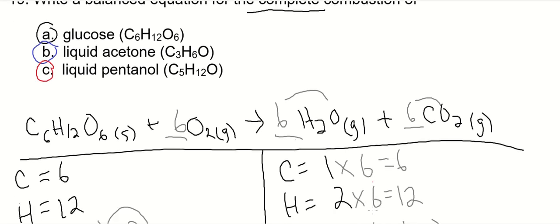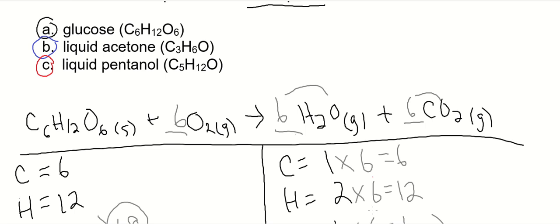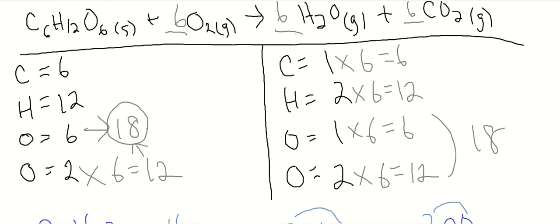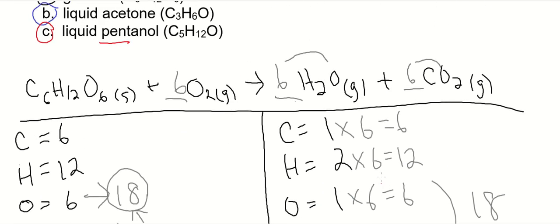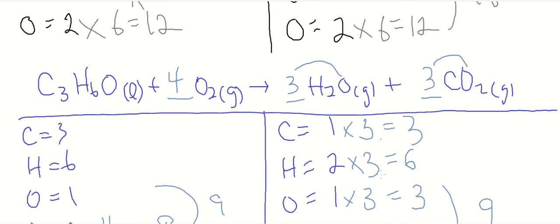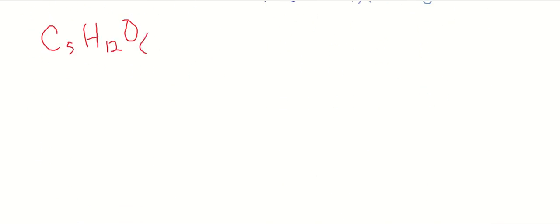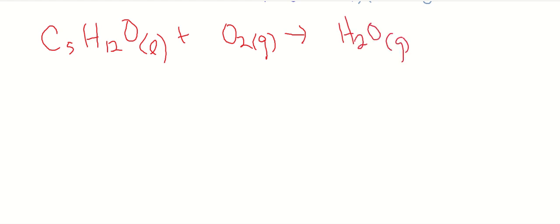All right, pentanol. Pent means 5. 5 carbons in this alcohol. 5, let's say 12. Liquid. Yep. So they're giving us that, and we just plug in the rest. Oxygen gas, H2O, and carbon dioxide. Complete combustion.